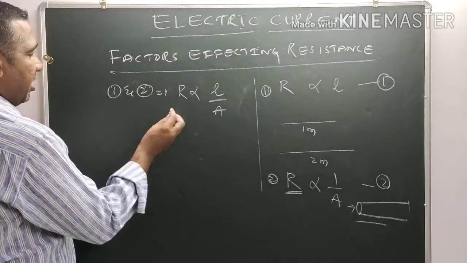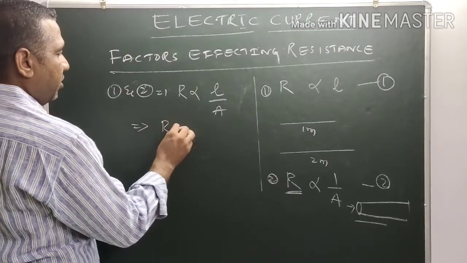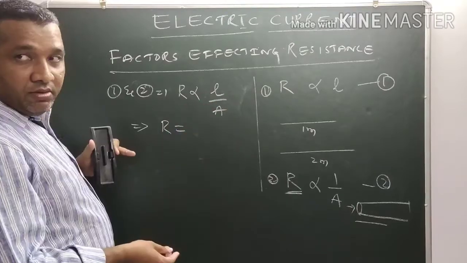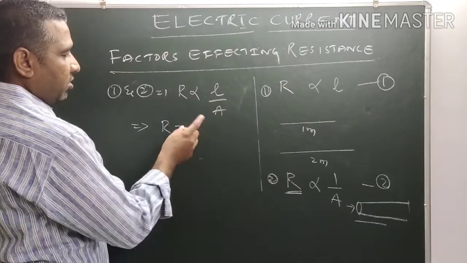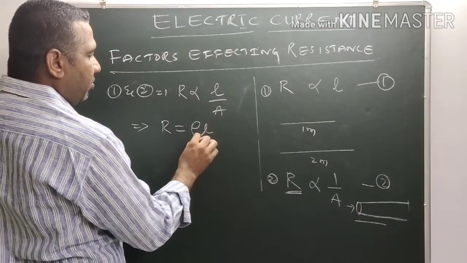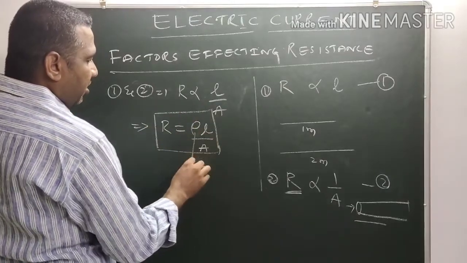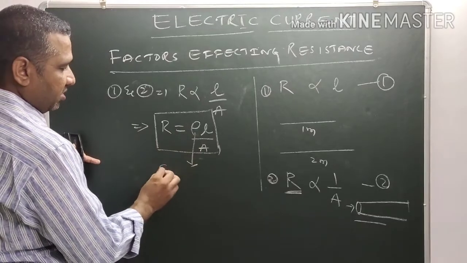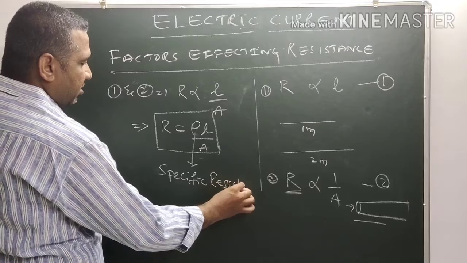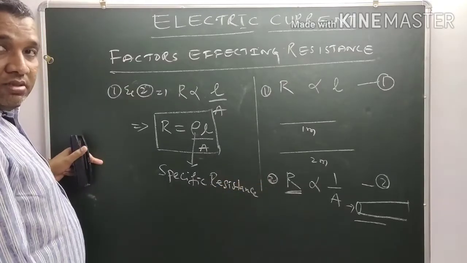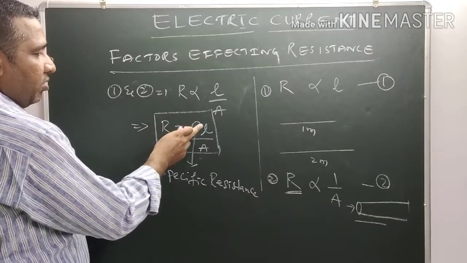So from this relation, as we considered yesterday, whenever you remove a proportionality constant, we immediately put an equal to sign and a constant value. Here the constant is rho. Rho L by A. So the name of this constant is specific resistance. Right? So R is the electrical resistance. R is equal to rho L by A.